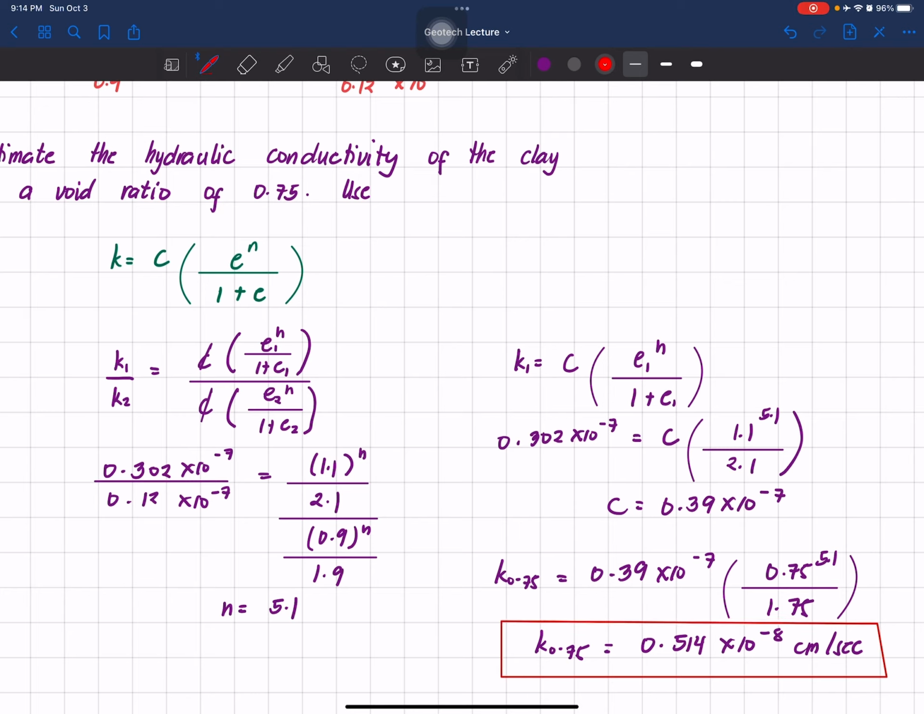So, yun lang. The step is to determine the n first, and then by ratio and proportion you have to determine the c. And the last thing that you're going to do is solve for the hydraulic conductivity given yung void ratio. Okay, so that is now your hydraulic conductivity at the void ratio of 0.75. Okay, yun lang naman guys. So we only have one example for this one.